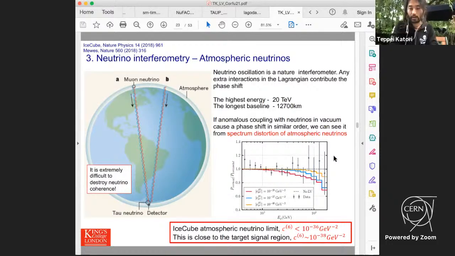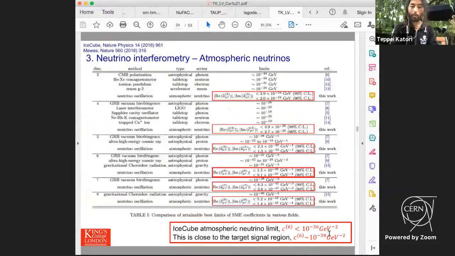So yeah, you see we don't have any Lorentz violation, it looks like. But the limit we extracted is down to 10 to the minus 36 GeV inverse square, which is pretty close to our target goal, which is the square of the Planck mass. And if you compare with the other fields, this is not so bad.